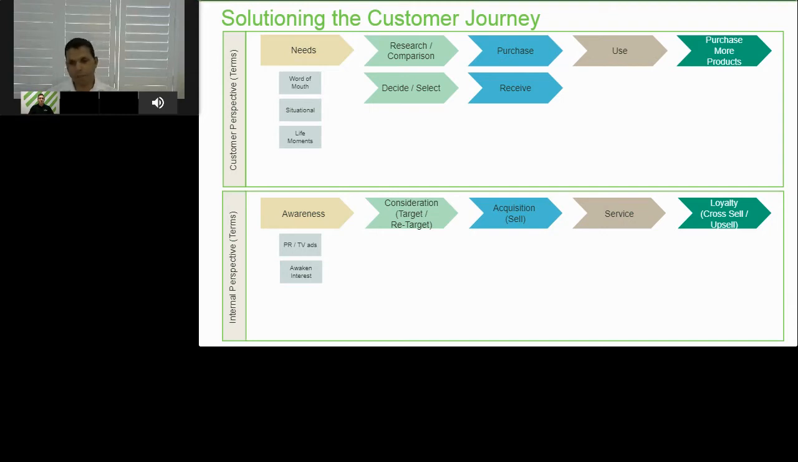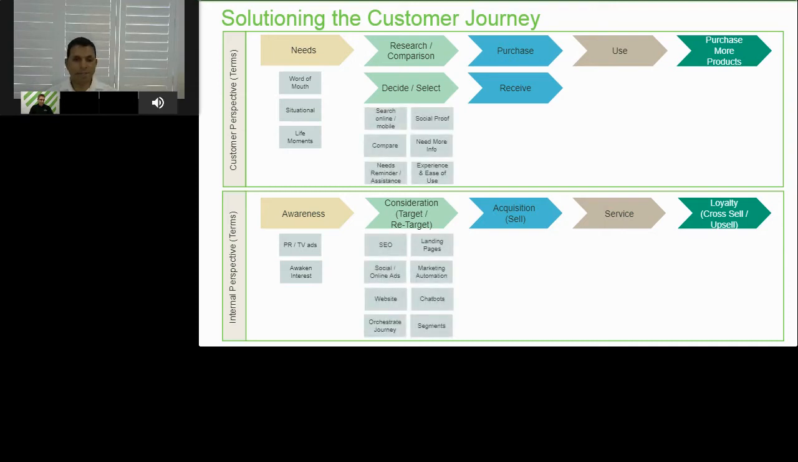Now, moving on to the next phase, some of the terminology. When a customer is thinking to buy something, they don't just go and buy.